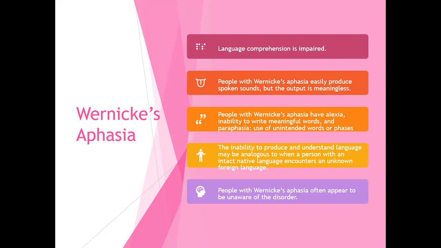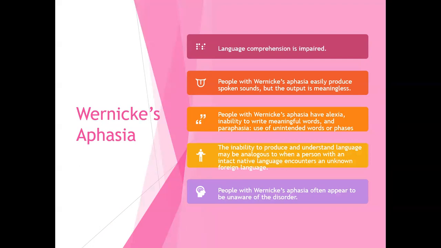The inability to produce and understand language may be analogous to when a person with an intact native language encounters an unknown foreign language. So if somebody is speaking, let's see, what language don't I know? Lots of them. Someone is speaking a language to me that I don't know. My Wernicke's area doesn't have any meaning to associate with those words. And I don't have words to produce to respond to that person because I don't know that language. People with Wernicke's aphasia often appear to be unaware of the disorder.